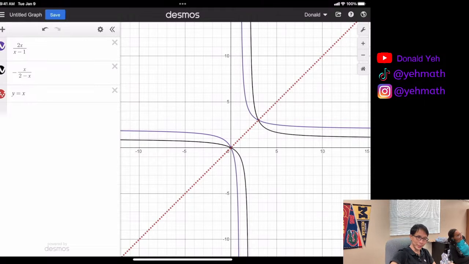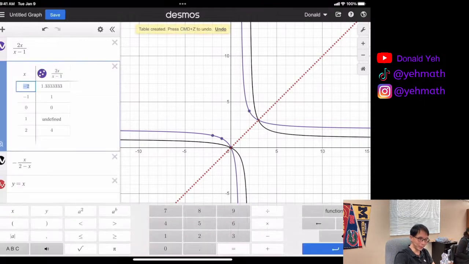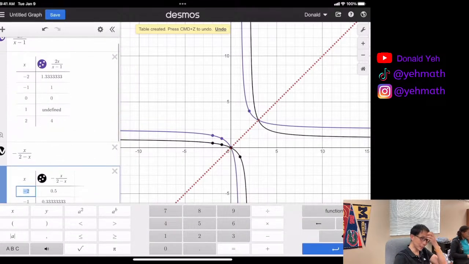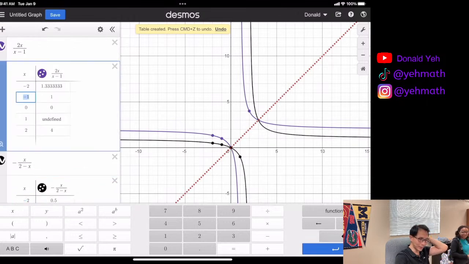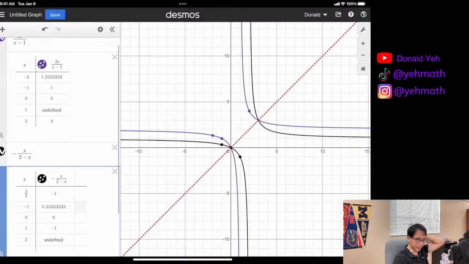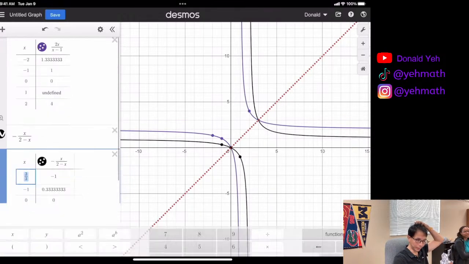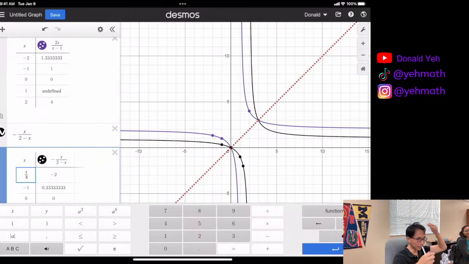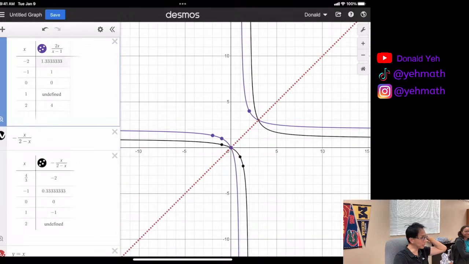All right. So I'm going to show you the table of this one versus the table of this one. I can click on the table, and I'm going to show you something interesting. If I type in -2, I get 1.333, which is 4/3, by the way. And if I type in 4/3, guess what I get? What do you see here? You see 4/3 and -2, and the other one is also 4/3. Do you see the x and y coordinates swap?